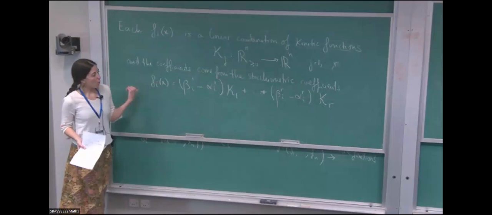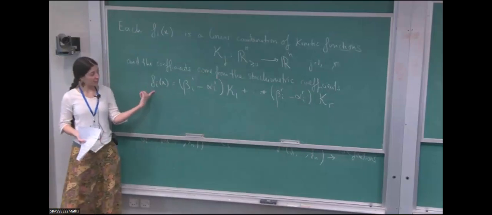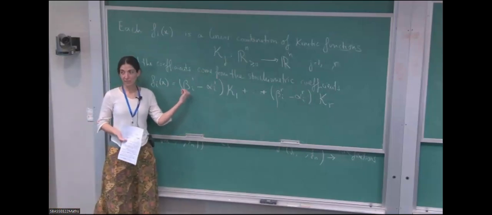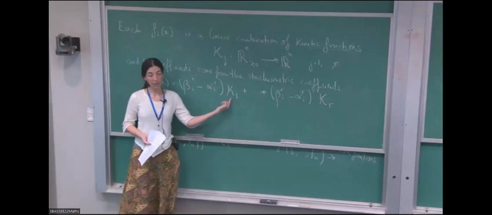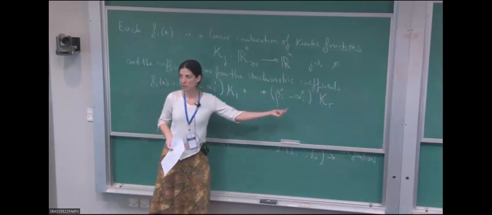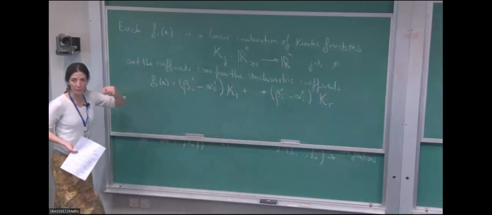And this tells me how much of species I is created minus how much is destroyed in reaction one. The same for all reactions. So I will go to the examples now.